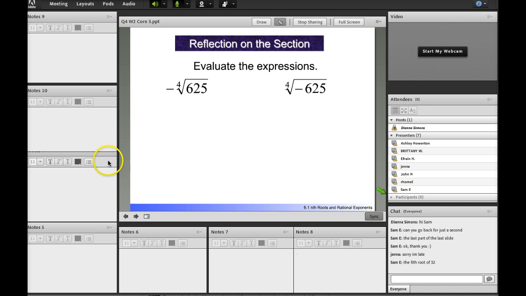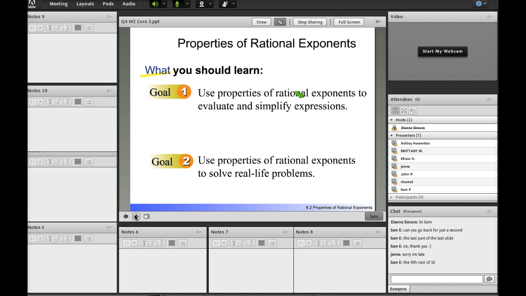So, for the first one, if we want to evaluate this, that just means to find the answer, correct? So we're going to take the 4th root of 625, and then we're going to take the opposite of it. Now, if we look over here, if that negative sign is under the radical, then you're going to have some imaginary number. Does that make sense? Okay. All right, so everyone understand what I just said, hopefully.